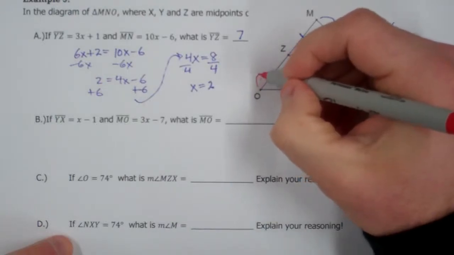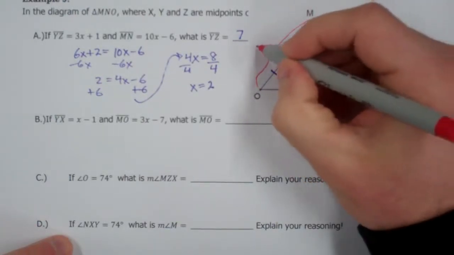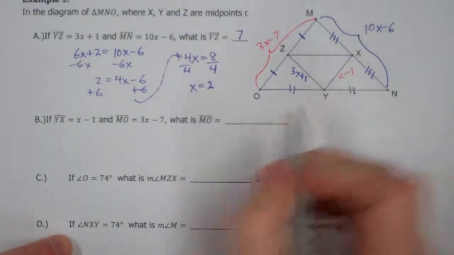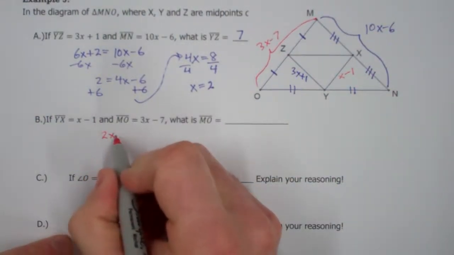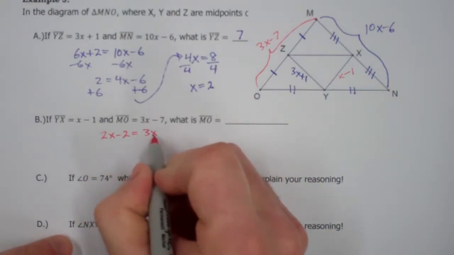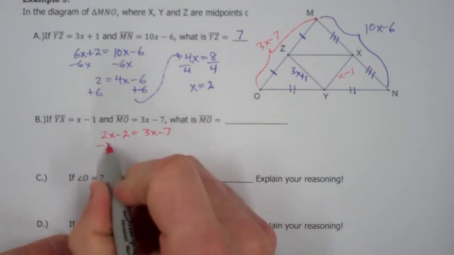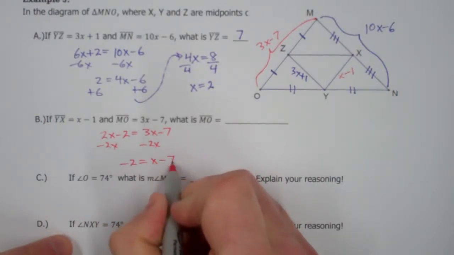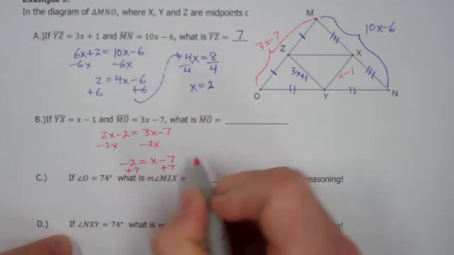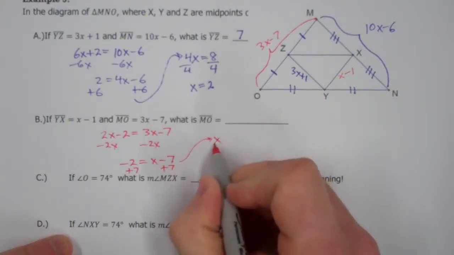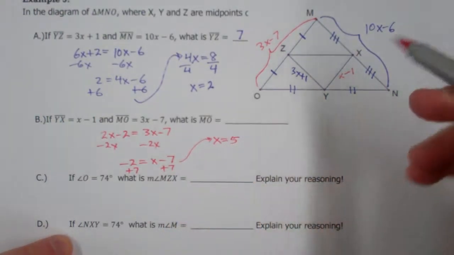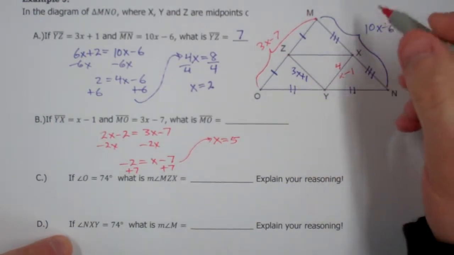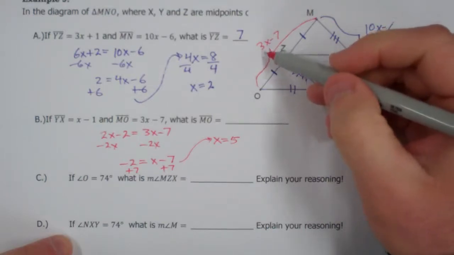MO, which is the entire length of that side, is 3x minus 7. We're wondering what is MO. Well, if we double x minus 1, we get 2x minus 2, and that will be equal to 3x minus 7. We could subtract 2x, negative 2 is equal to x minus 7, then add 7 to each side, and x will be 5.